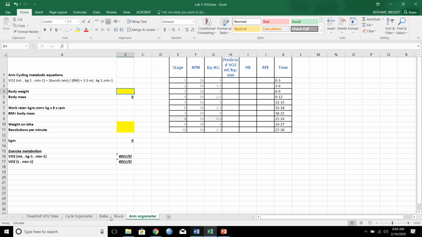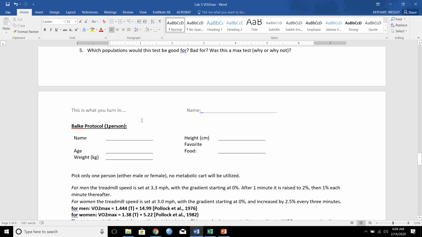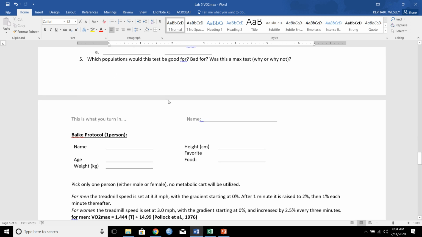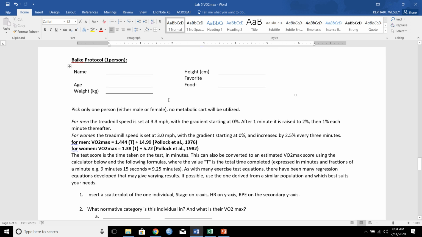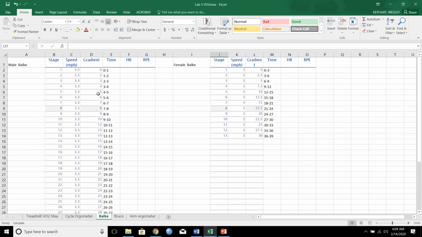All right. Next thing. So only one person doing the arm ergometer, then answering a couple of questions about it. Here, the Bruce protocol. This is a well-known walking protocol. So there's actually a different protocol for males and females. So if we look over here, I actually have it here for you. So stage, time, gradient, speed.